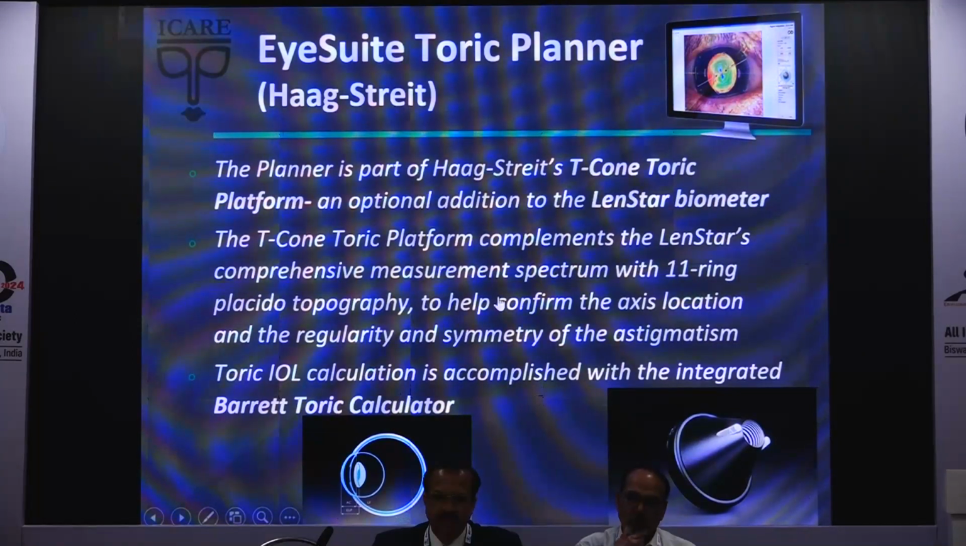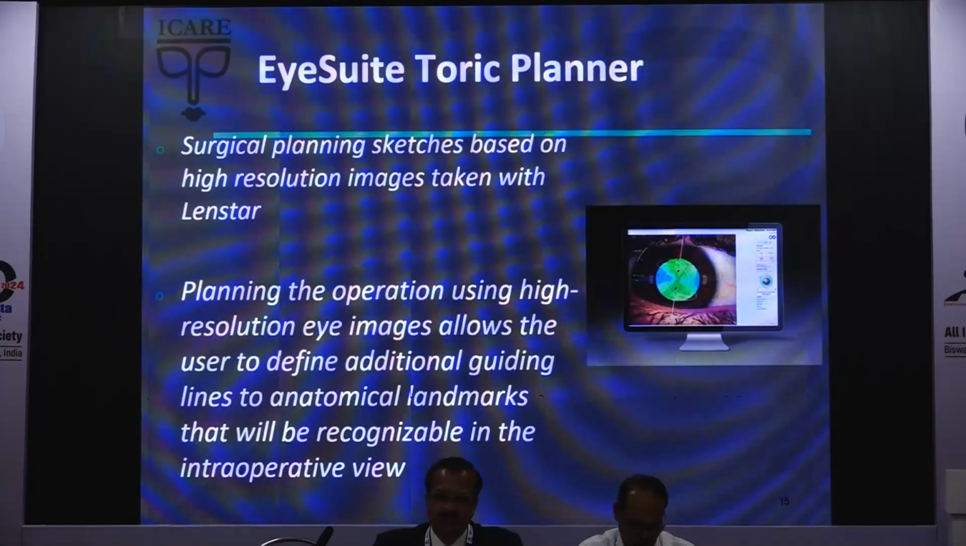So LENSAR comes with the iSuite toric planner. The planner is a part of LENSAR's T-Cone toric platform. The T-Cone toric platform complements LENSAR's comprehensive measurement system. It is like a power calculation system, with 11-ring Placido topography. So toric IOL calculation is accomplished with the integrated Barrett toric calculator.